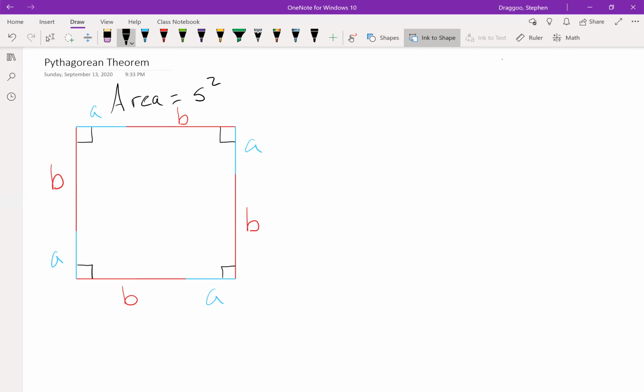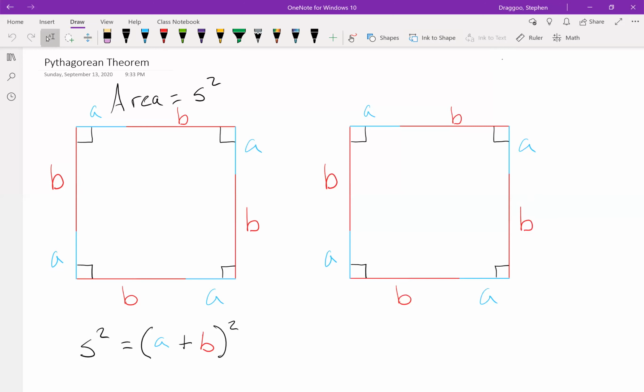Now that I have all of the sides of my square split up into these segments, A and B, I could rearrange the equation that I had for area. So instead of saying that it's s squared, I could say that it's a plus b squared. So that's one method for calculating area. Let's take a look at a second by copying this square.